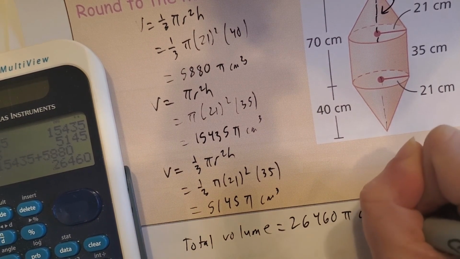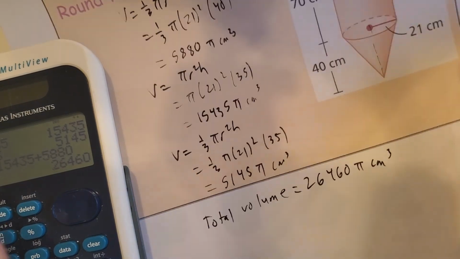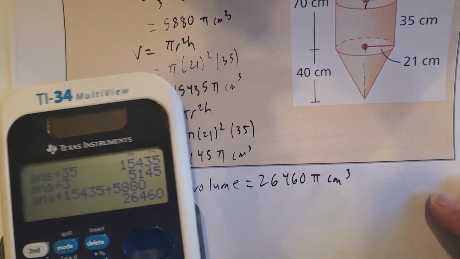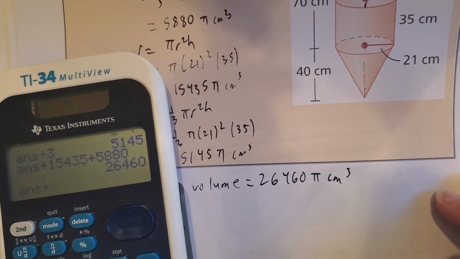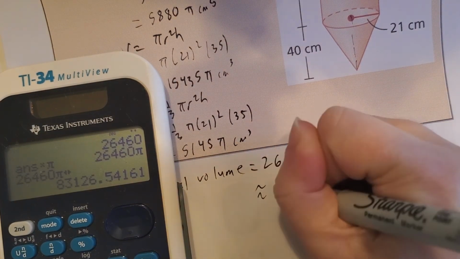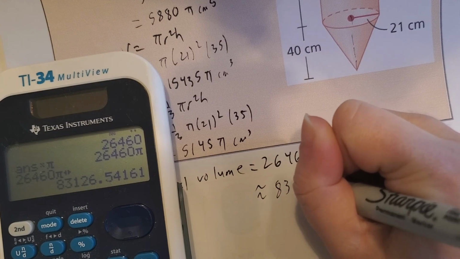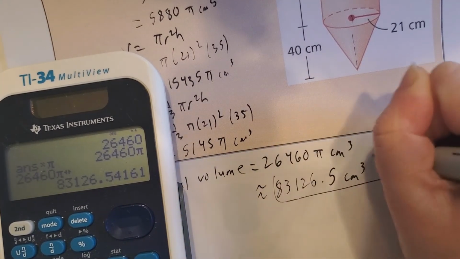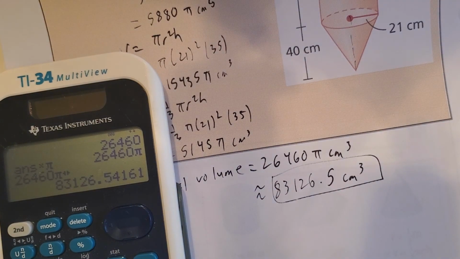26,460 pi centimeters cubed. But the directions did say round to the nearest tenth, so we are going to multiply this by pi and get a ridiculously large number of 83,126.5 centimeters cubed. We can handle big numbers. It's fine.